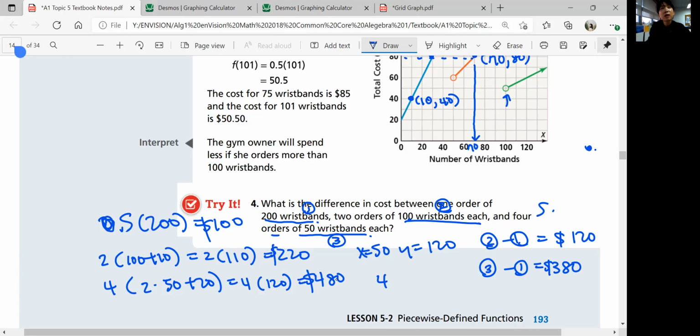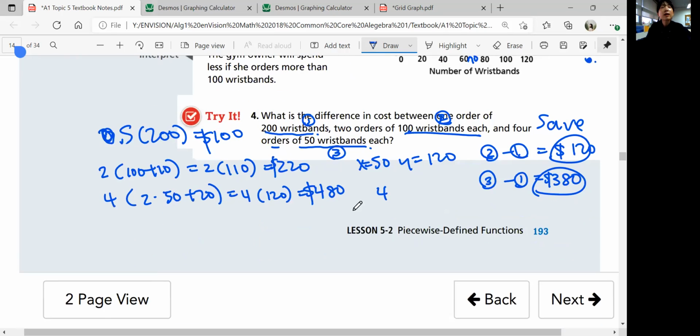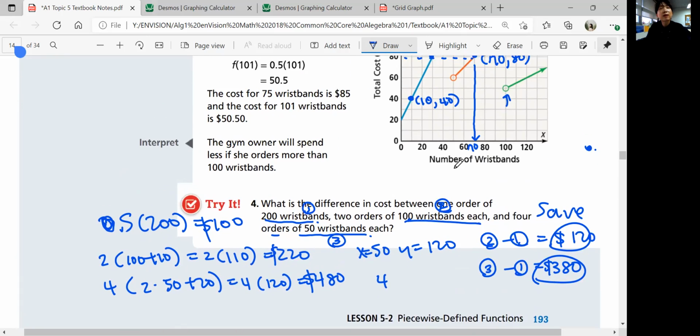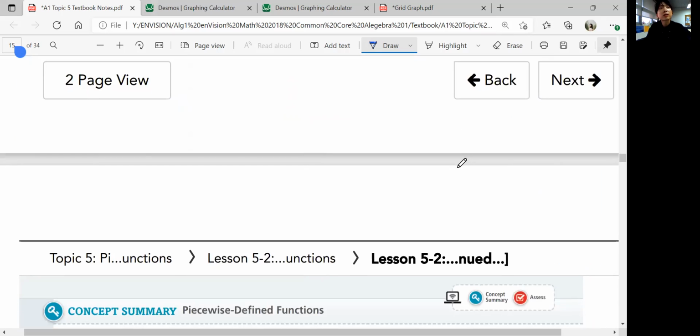Okay, you save this much money if you order 200 wristbands at one time. Maybe different people need different orders, but if they collaborate and buy it all together, they may be able to save some money. So sometimes that's why it's cheaper to buy with friends. All right, that was an example of applying piecewise defined functions in real life to make better choices.